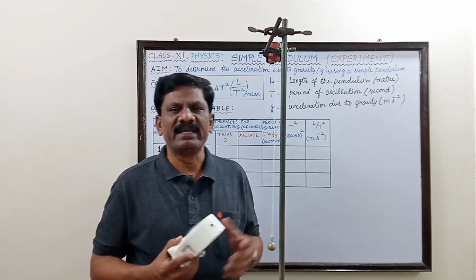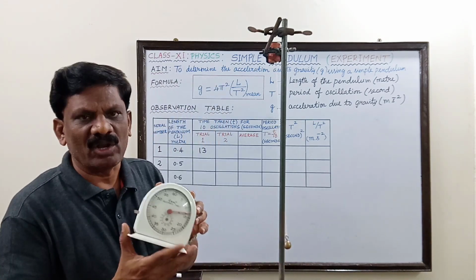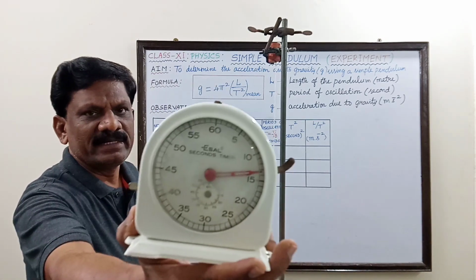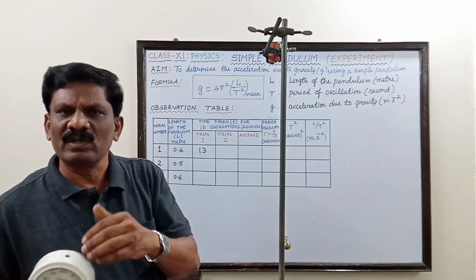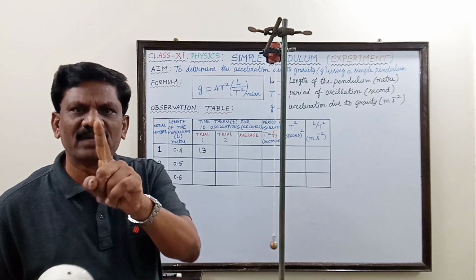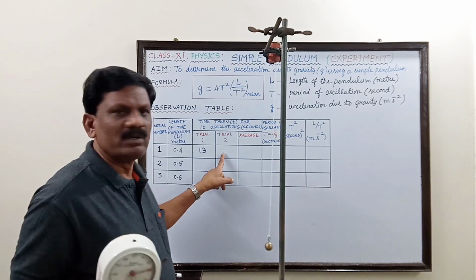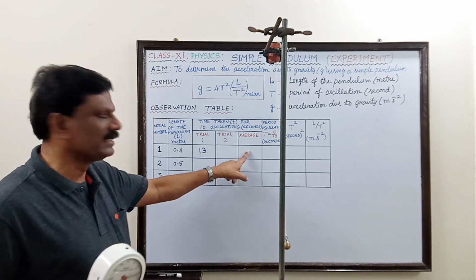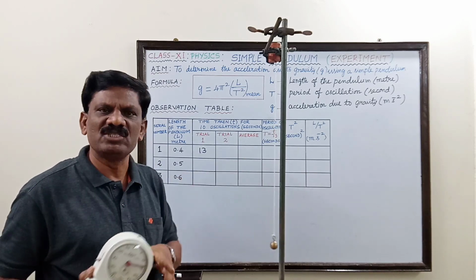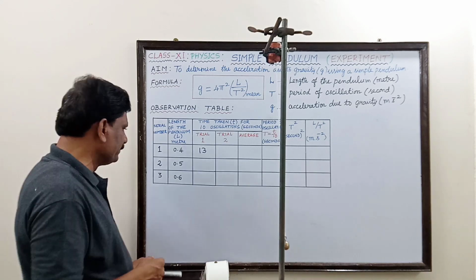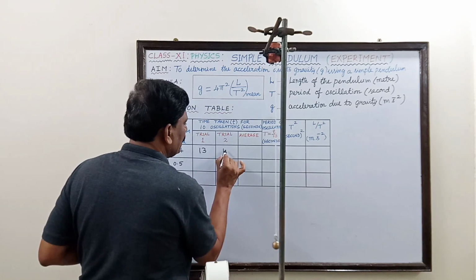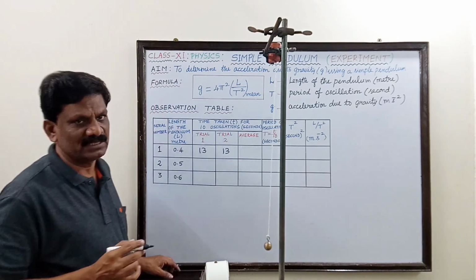After 10 oscillations I have to stop the clock. Now once again you see that it has taken 13 seconds. Suppose it takes 12 seconds, you need not worry. Whatever time you have recorded, you note it down, because in the third column you are going to take the average of the 2 trials. Anyhow, for me now 13 seconds I have noted. So this is 13 seconds for 10 oscillations.